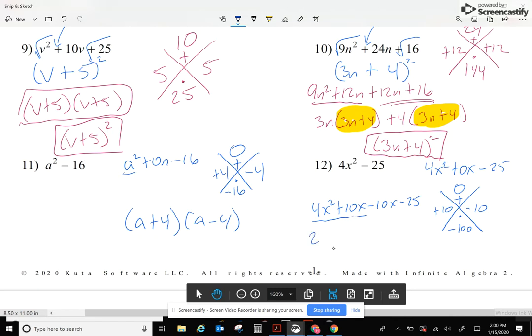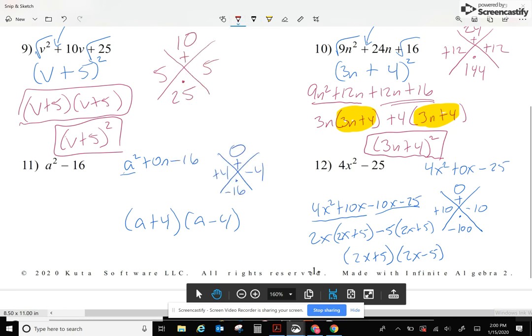From here, let me divide each by 2x. That gives me 2x plus 5. From here, let me divide each by negative 5. That gives me 2x plus 5. I have 2x plus 5 as the parentheses that repeats, and I have 2x minus 5 as what I have on the outside. So notice the X method always works.